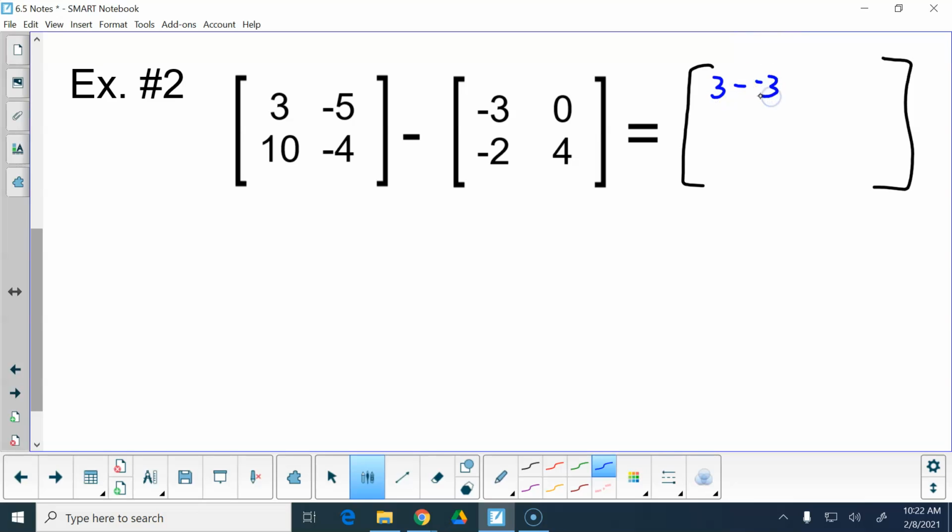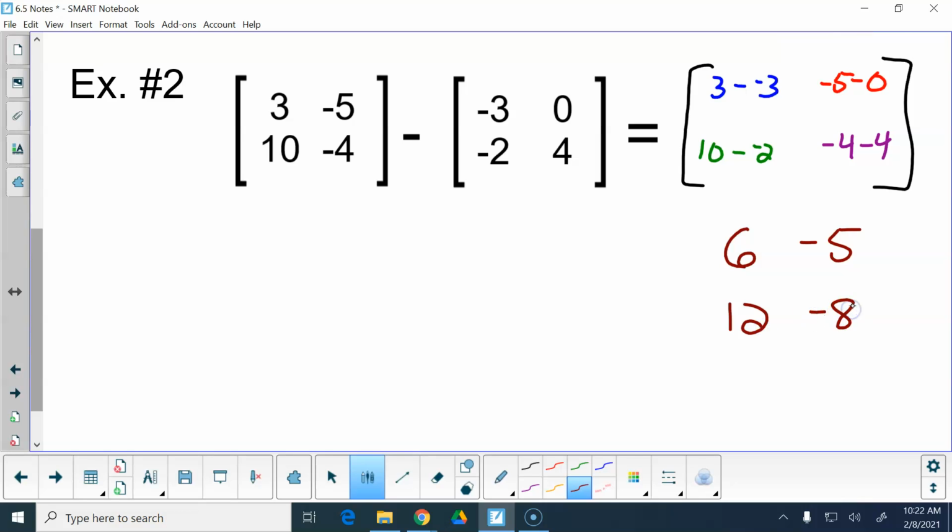Minus -3, -5 minus 0, 10 minus -2, and -4 minus 4 gives me a 2 by 2 matrix of 6, -5, 12, -8.